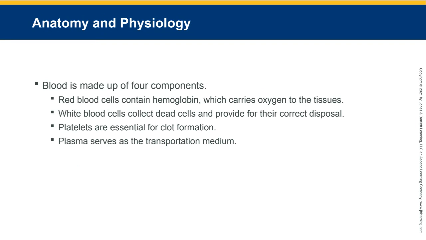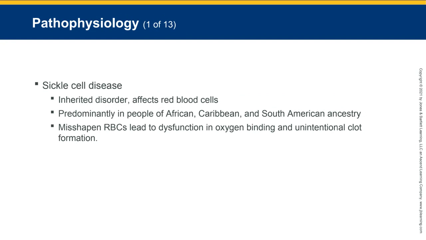So the blood is made up of 4 components: red blood cells, which is your erythrocytes. They contain hemoglobin, which carries oxygen to the tissues. Then you have your white blood cells, which is your leukocytes. They collect dead cells and provide for their correct disposal. So white blood cells are important to fighting infection. Platelets are essential for clot formation, and plasma serves as the transportation medium.